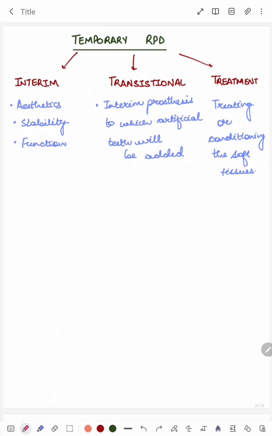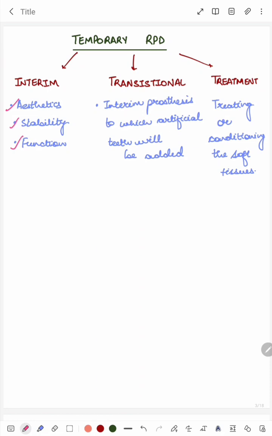Now the temporary RPD, they are used where tissue changes are about to occur. They are of three types. First one is the interim dentures. The interim dentures are basically given for a short time for the reasons of aesthetics, stability and function such as mastication, or basically for convenience until a definitive form of treatment can be rendered.